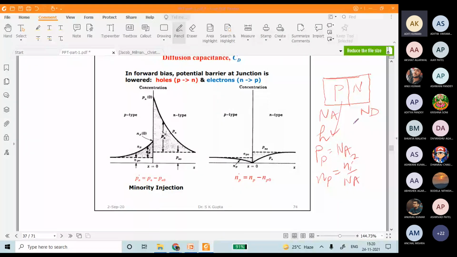Okay, similarly for the N type also we can define like this here. For the majority charge carriers it is almost equal to Nd, and that of the holes in the N type, that we can define as Ni square upon Nd. Okay, so these concentrations we can define here.